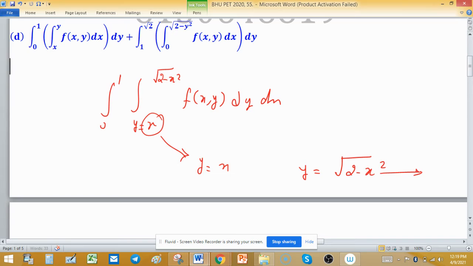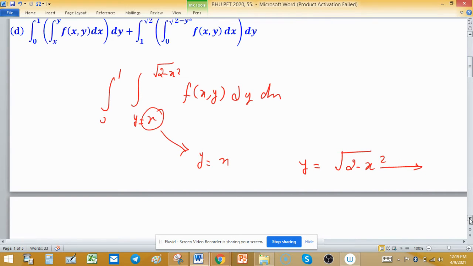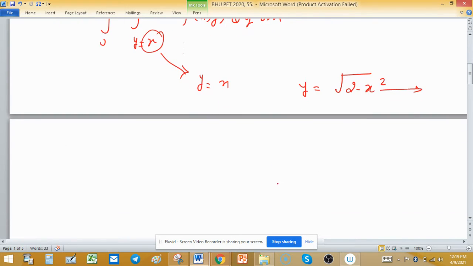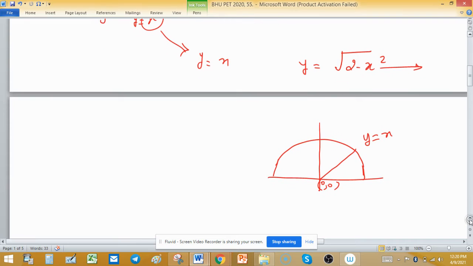square root of 2 minus x squared. This represents the upper half circle. So the upper half circle is this one portion. You can consider this is the origin 0, 0, and the radius of the circle is root 2. This is the equation y equal to x of line. Now first we have to find the common region between the two limits and curve.